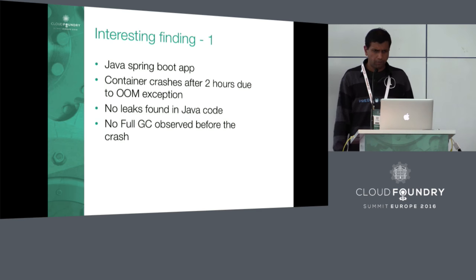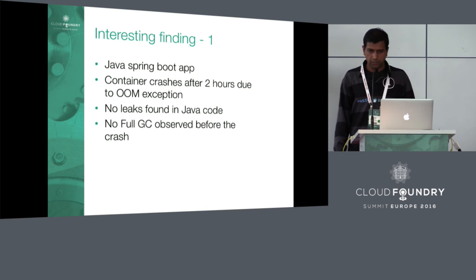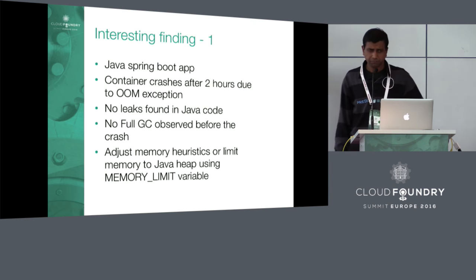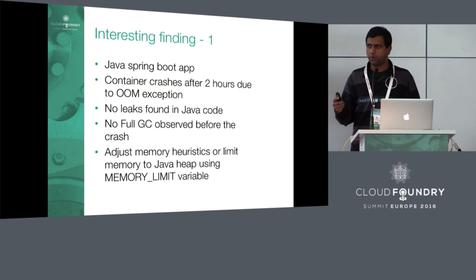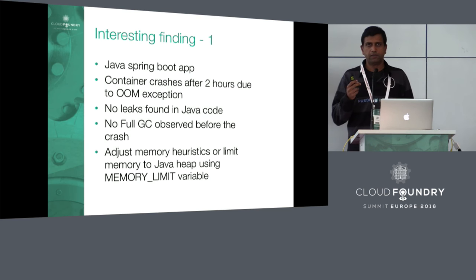So as we were looking through the JMX graphs and the New Relic graphs, one of the things we found was that from the time we deployed the app to the time it crashed, there was not a single full garbage collection. That was pretty interesting. So why would the garbage collection not kick in? That led us to believe that there is something that's crashing the container before the JVM decides to do the first garbage collection.